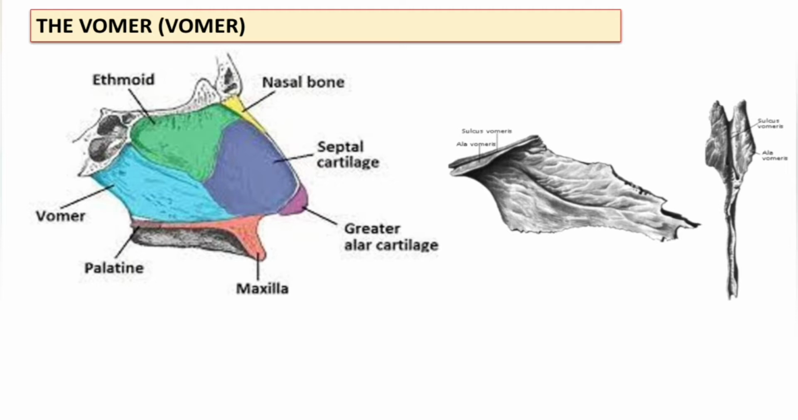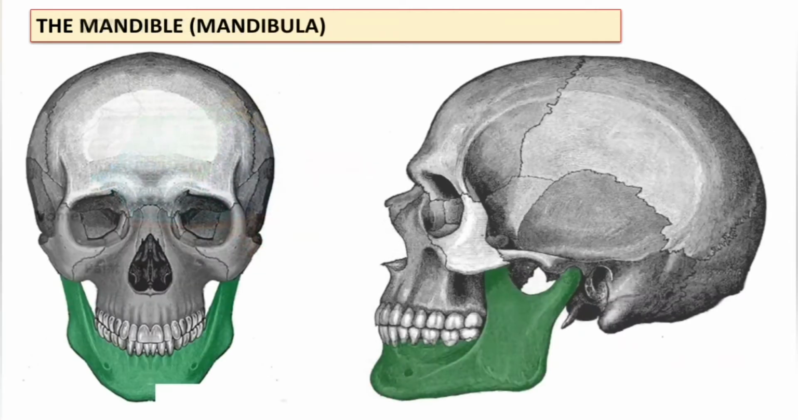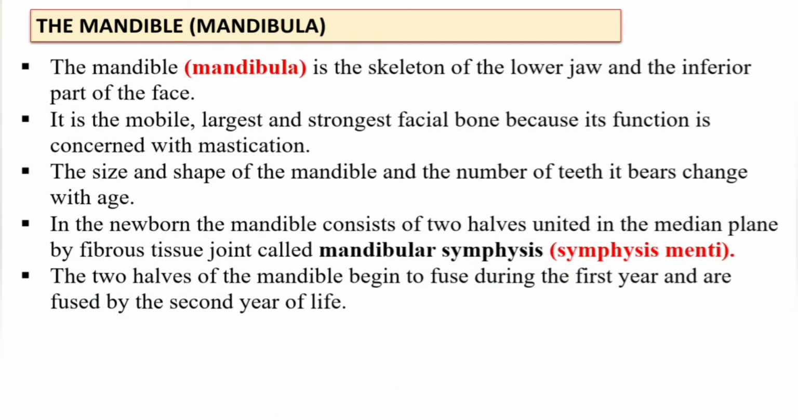Then the next bone is very important. That's the mandible, right? So you can see the mandible indicated in green. The mandible, Latin name mandibula, is the skeleton of the lower jaw and the inferior part of the face. This bone is mobile and is the largest and strongest facial bone because its function is concerned with mastication, chewing, right? The size and shape of the mandible and the number of teeth it bears change with age, right?